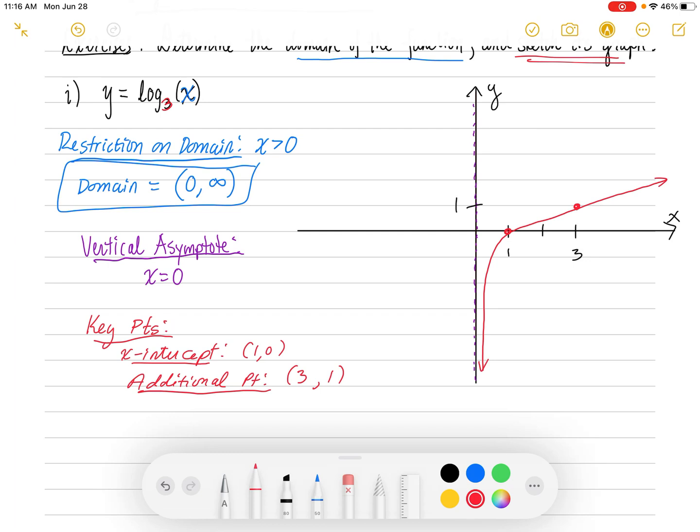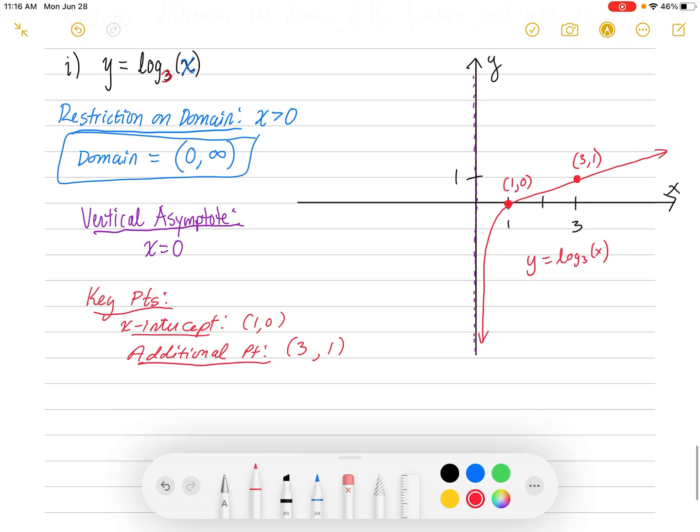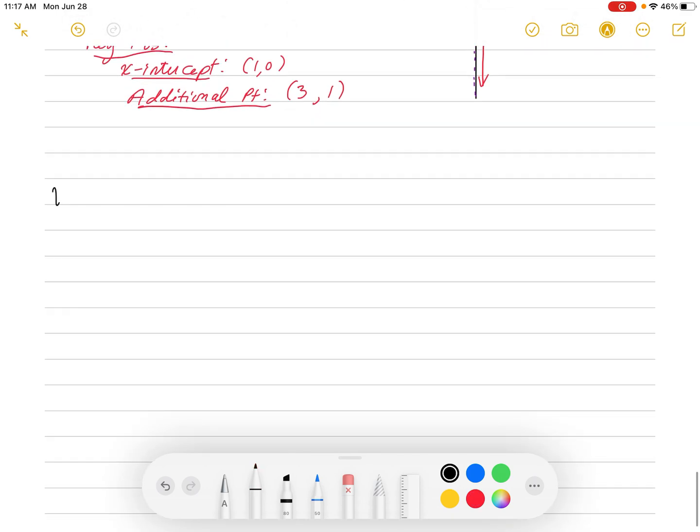And you just connect those points, and the graphs of logarithms go up very slowly as you go to the right. They continue forever to the right. As you continue to the left, they get close to the vertical asymptote and they go downwards. So I'm going to label these 1, 0 and 3, 1. I want you to label those 2 key points, so the x-intercept and the additional point. So this is y equals log base 3 of x. Now this didn't have any transformations. We'll do some later that have some transformations.